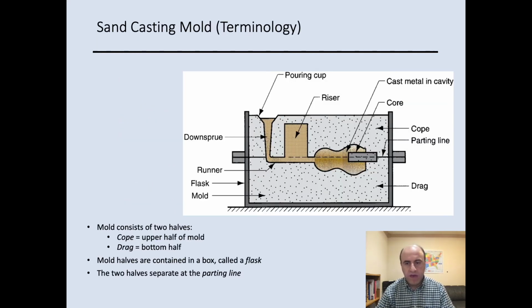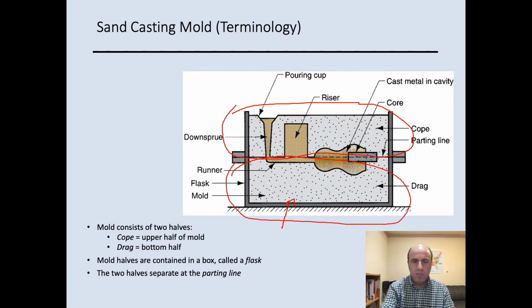Here in this slide we have the terminology for the sand casting process. In sand casting we have two halves, as you see in this picture. This is the upper half, and this is the bottom half. The upper half is called the cope, and the bottom half is called the drag.